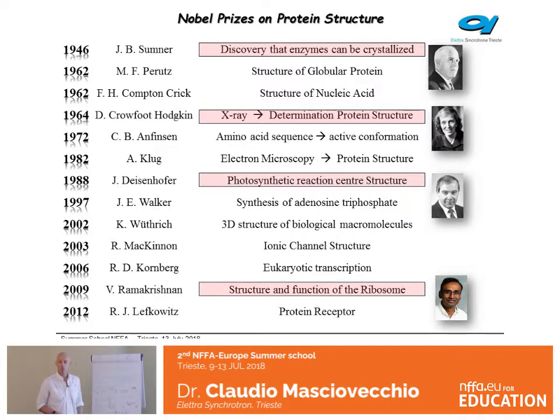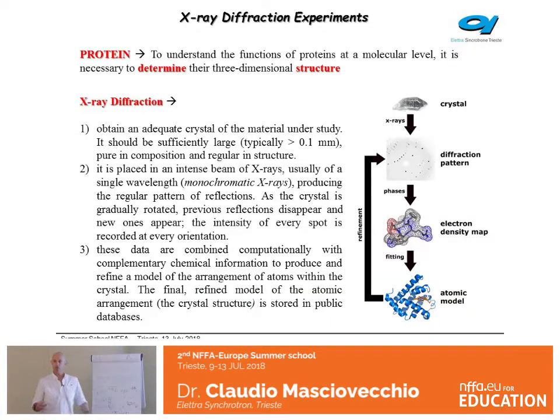Here you have a list of Nobel Prizes given to people working on studying the structure of proteins, okay? You start from here. In 1946, basically, he was able to crystallize a protein, and then you keep on going until a few years ago, where people were able to measure, for example, the ribosome structure, and so on and so forth. So why is it important to determine the structure of proteins? As maybe you know better than me, it's because the structure of the protein is strictly related to the function of the protein, okay?